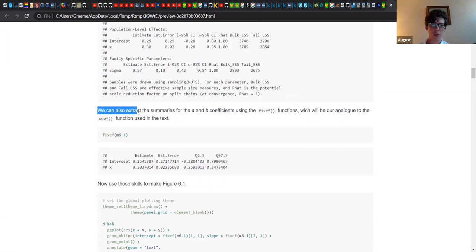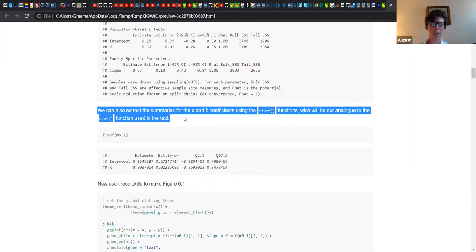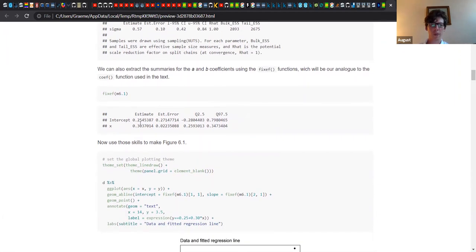Anyway, we can also extract summaries from A and B coefficients using fixef. So he's taking us through how to pull out the coefficients here, which is pretty cool. So there's the estimates directly. If you wanted to rebuild something like a regression model, I've had to do this in the past, where you build a regression model and then pull out the coefficients. Then you could put a square bracket here, and put say 1, 1, and it will pull out this particular bit. And then 1, 2 picks out this.